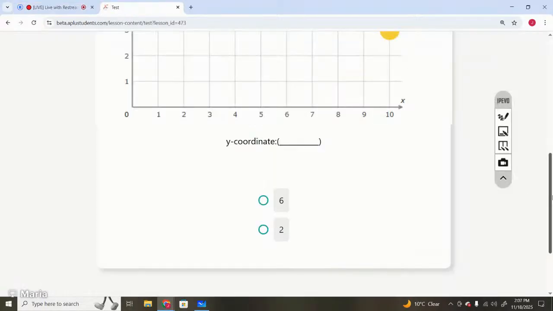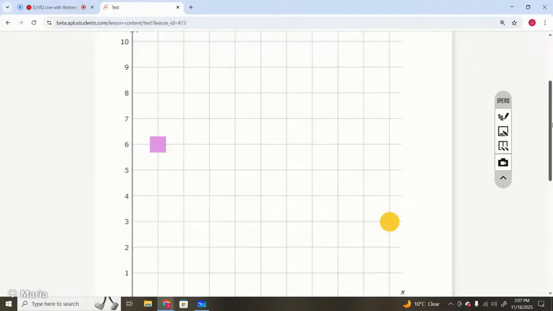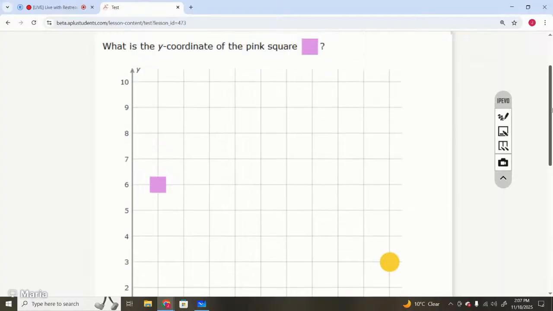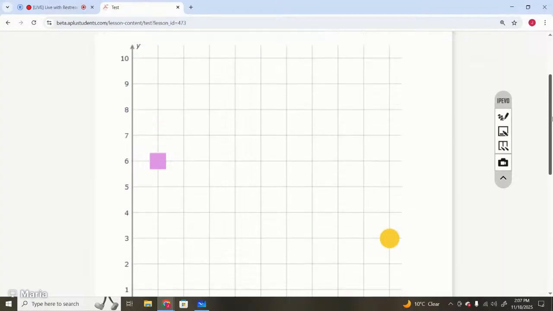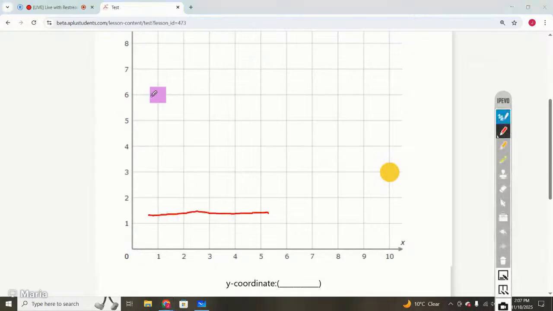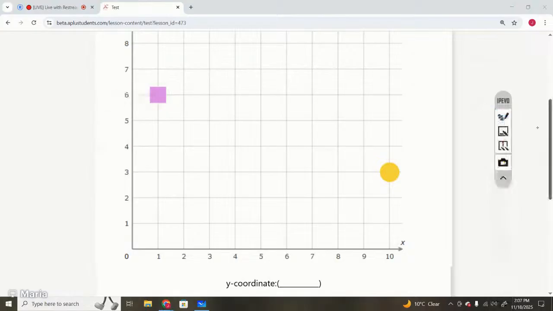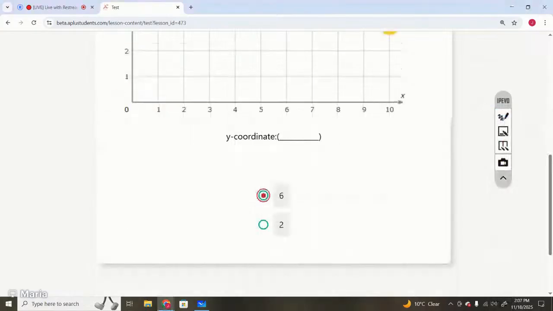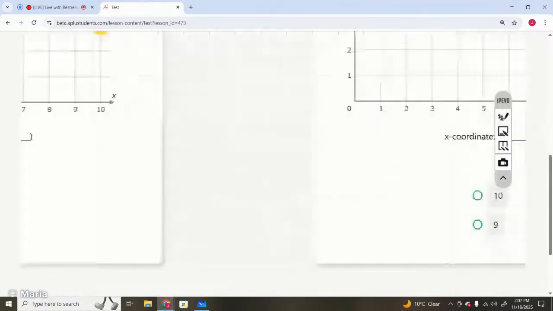The next one is what is the y coordinate of the pink square? So just look at the pink square on the coordinate plane and we need to find the y coordinate, so match it to the y axis. Here is the pink square, just match it to the y axis, so that is 6. So the correct option is 6. Option number 1 is the correct option.